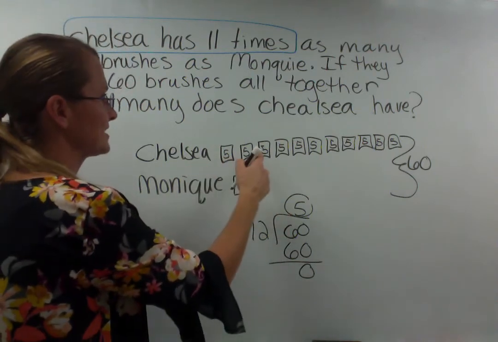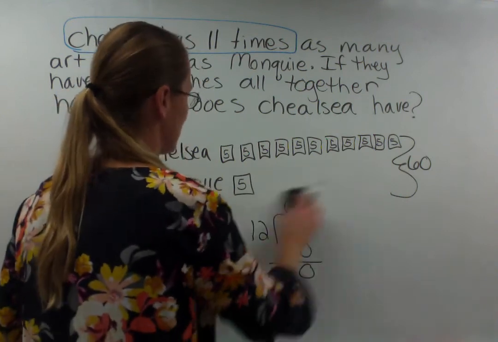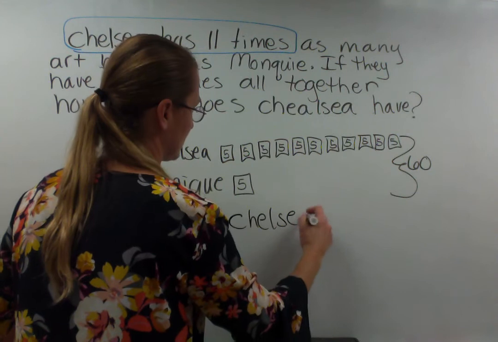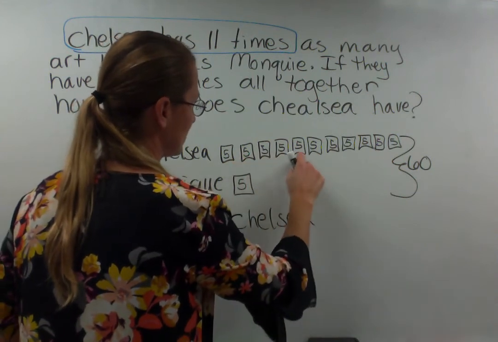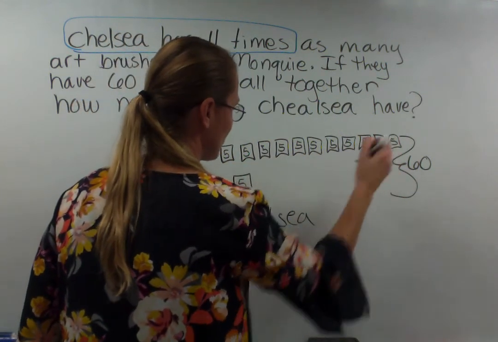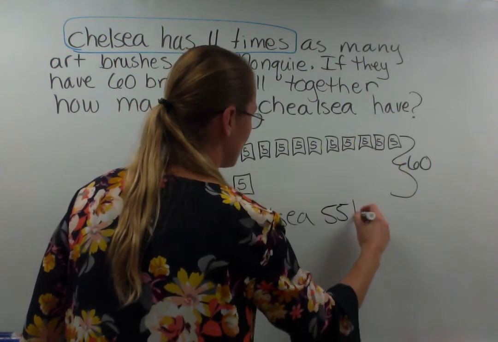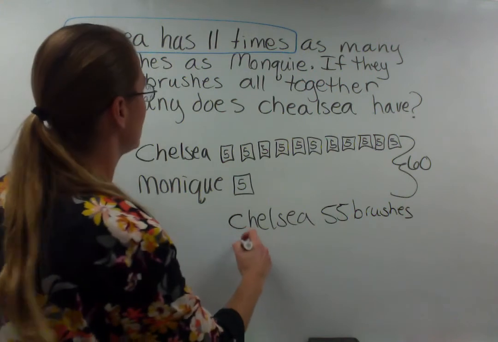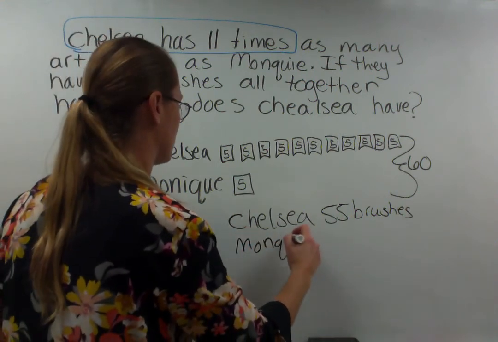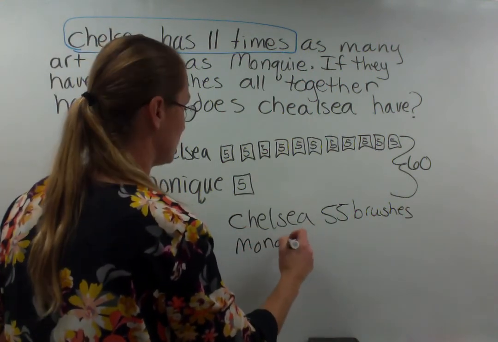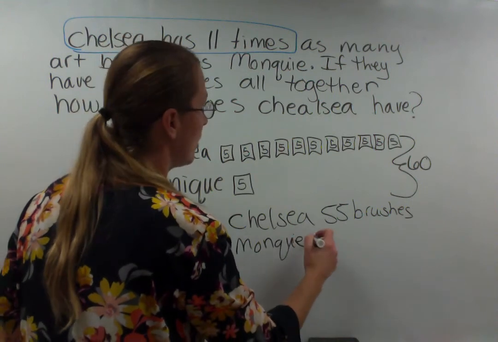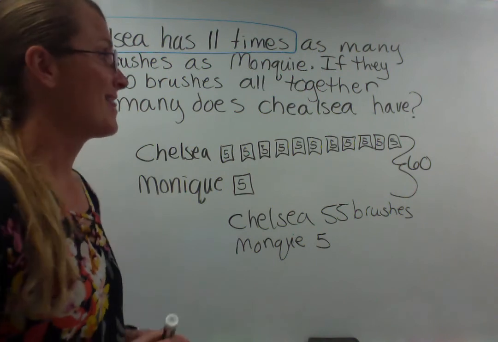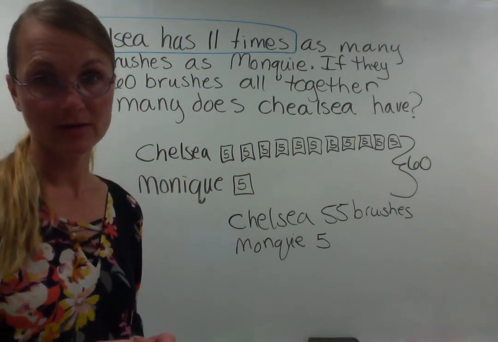So if Chelsea has 11 boxes of 5 brushes, then that means Chelsea, 5, 10, 15, 20, 25, 30, 35, 40, 45, 50, 55. Chelsea has 55 brushes. And in case anybody asks, Monique only has 5. She only has 1 box of 5. And that is how you solve a box problem.